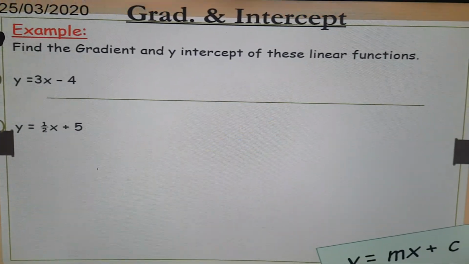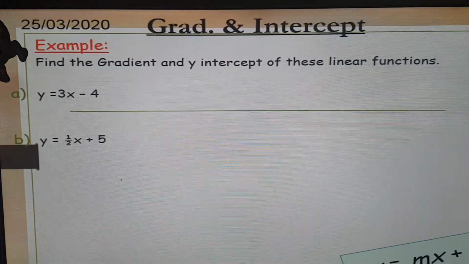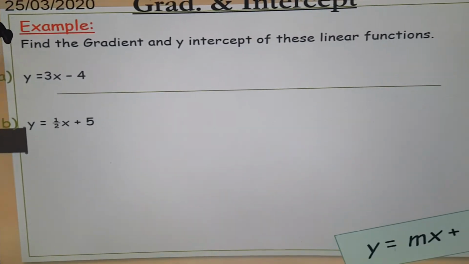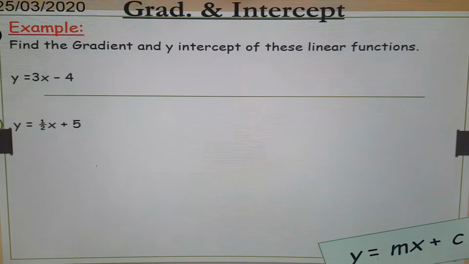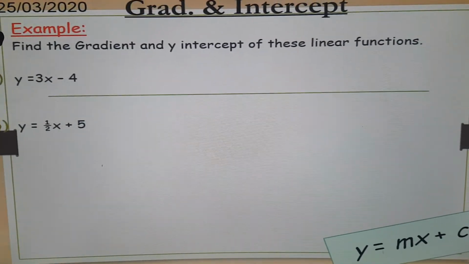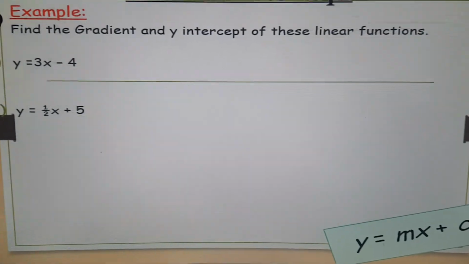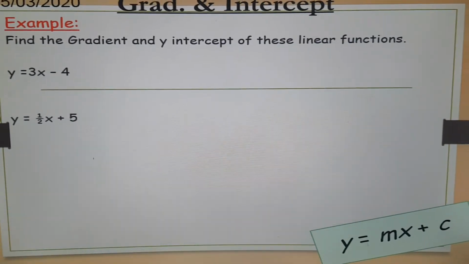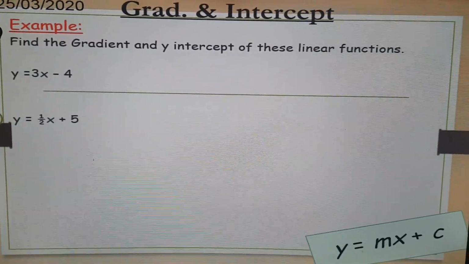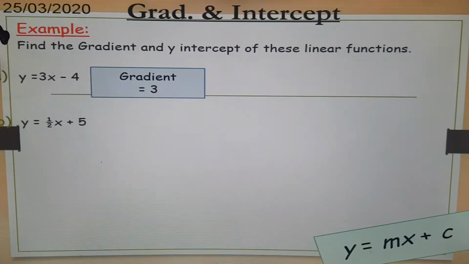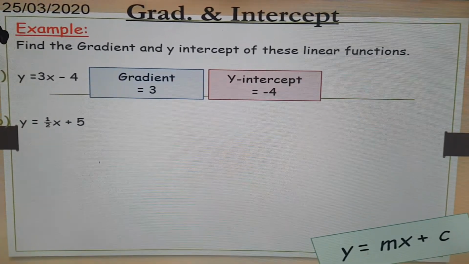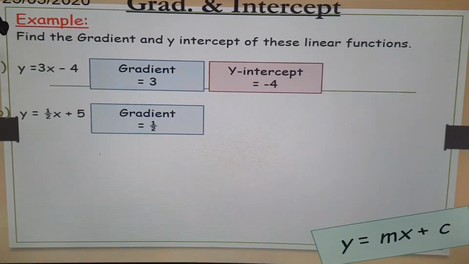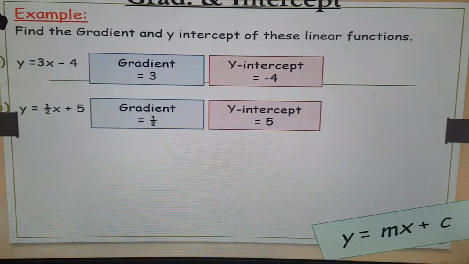Let's take an example on this. The first example here says find the gradient or y-intercept of these linear functions. y equal to 3x minus 4. And the second question, y is equal to 1 over 2x plus 5. All right. From the general equation of a line which states y equal to mx plus c, the gradient in this case will be equal to 3, and the y-intercept will be equal to negative 4. For the second question, the gradient is equal to 1 over 2, and the y-intercept is equal to 5.